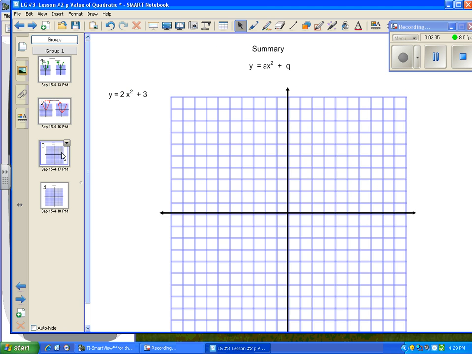Let's take a look at this one then. Let's do a summary. So what we have here so far is we have our a values, which we know tells you, is it opening up, is it opening down, is it opening narrow, or is it opening wide? And now we have this q value. This q value tells you to go up or down. So I've got a really nice little example here for you that's going to combine both things. Here's 2. Now, remember, that 2 means that it's opening up because it's positive, and it's going to open up very, very narrow or thin.